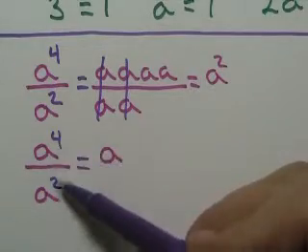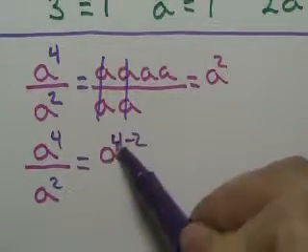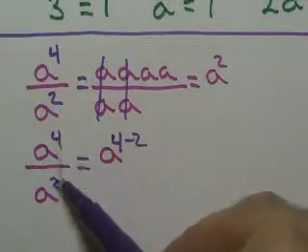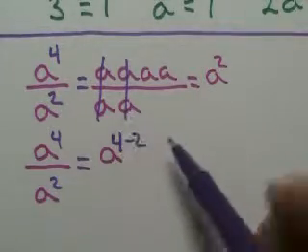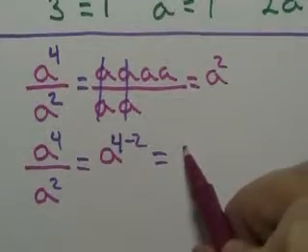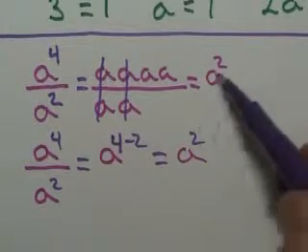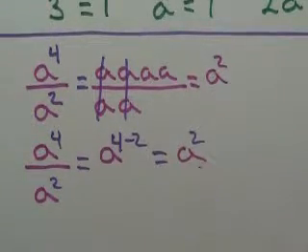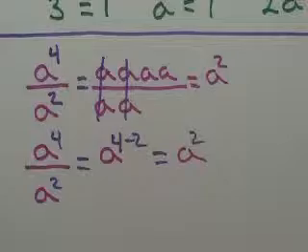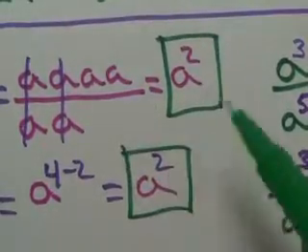So notice we could have just subtracted the exponents. We could have just said this is A to the 4 minus 2. 4 minus 2 gives us A squared. So see, we end up with the same answer. Again, these 2 answers were the same.